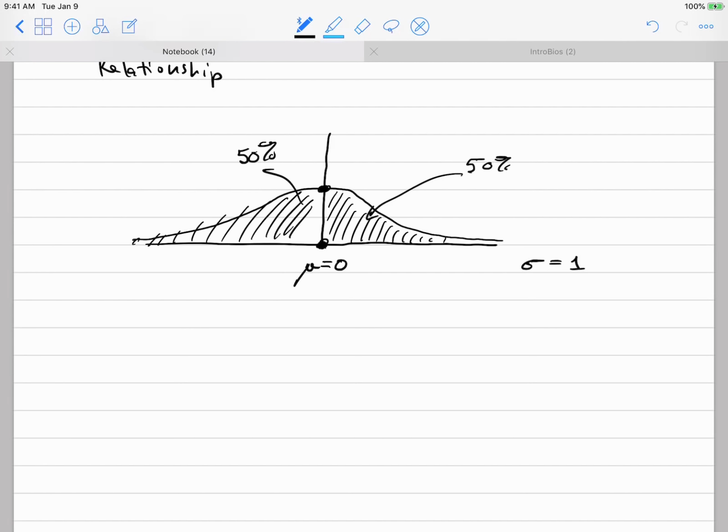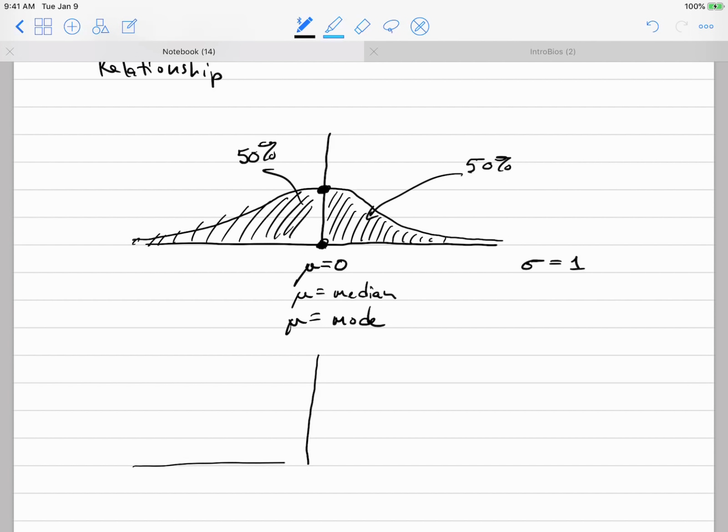of mu, so 50%. So this guy is also the median. So mu is equal to the median, and the peak on this curve occurs also at mu. So mu is also equal to the mode.